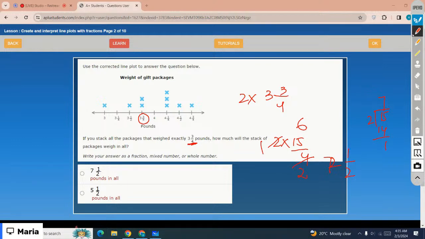Basically, you need to multiply 2 times 3 whole 3 by 4, right? You need to convert 3 whole 3 by 4 into an improper fraction. That is 15 over 4, right? So the correct option is 7 whole 1 over 2. Option number 1 is the correct option.